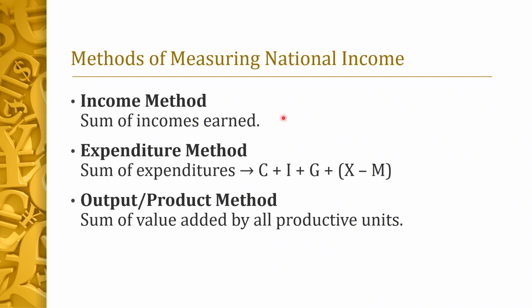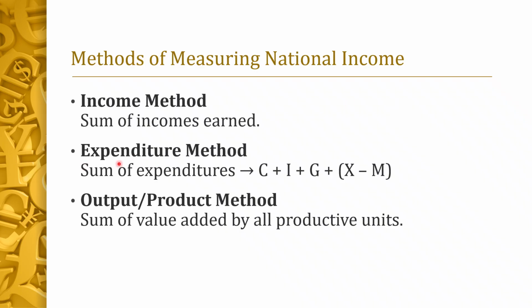Talking about the income method first, which includes the factor payment method. This method adds up all the incomes earned by the factors of production within the domestic territory. Therefore, it includes wages and salaries, rent, interest, profit, mixed income, right? So the formula to calculate by the income method is national income is equal to W plus R plus I plus P plus mixed income. W is wages, plus rent, plus interest, plus profit, plus mixed income. We are adding up everything.